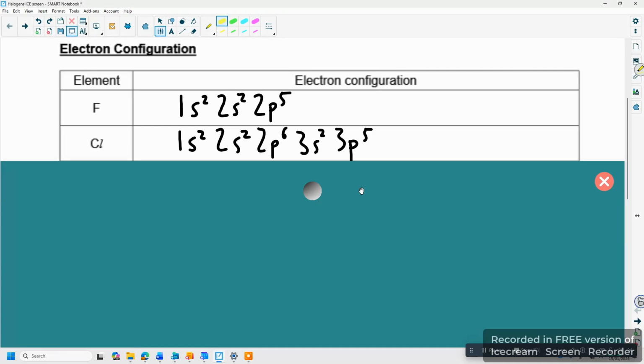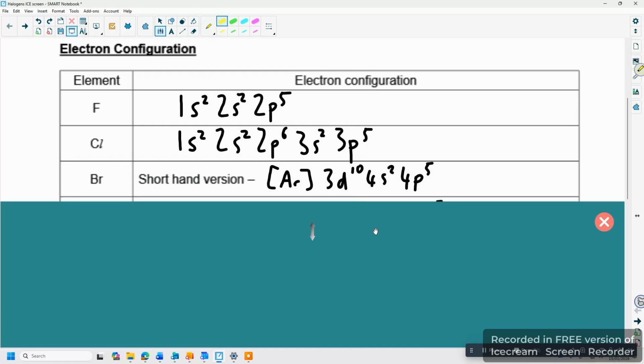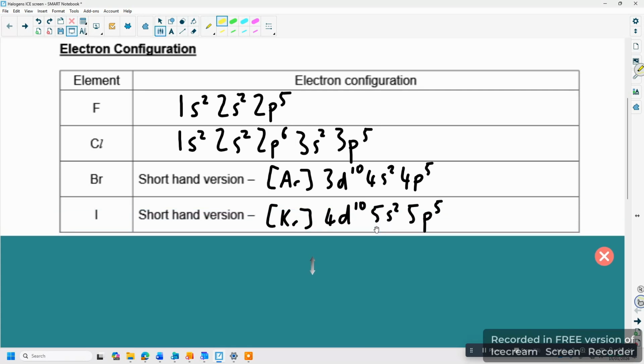So chlorine is in the next period below fluorine. So its highest energy or outer electrons are in the 3rd energy level or shell, and its outer electrons are in the p subshell, so 3p5. And then bromine is in the next row down, so it's got the same electron configuration as argon, and then 3d10, 4s2, 4p5. And then iodine is in the next row down, so the 5th period of the periodic table, and same electron configuration as krypton, then 4d10, 5s2, 5p5.